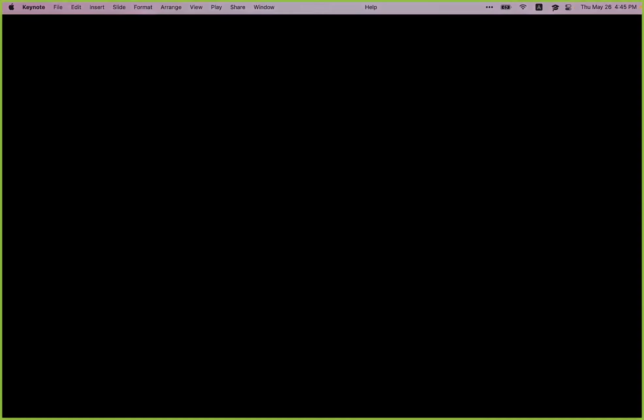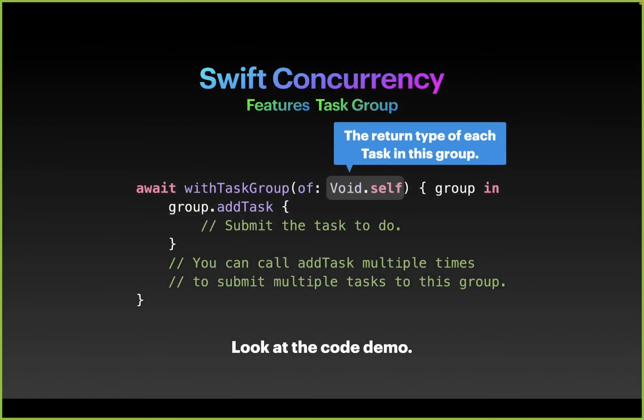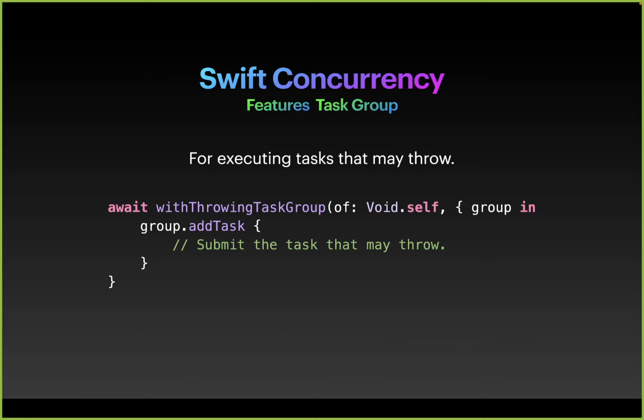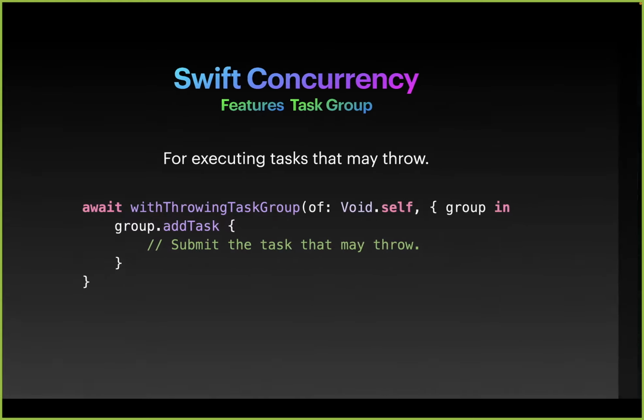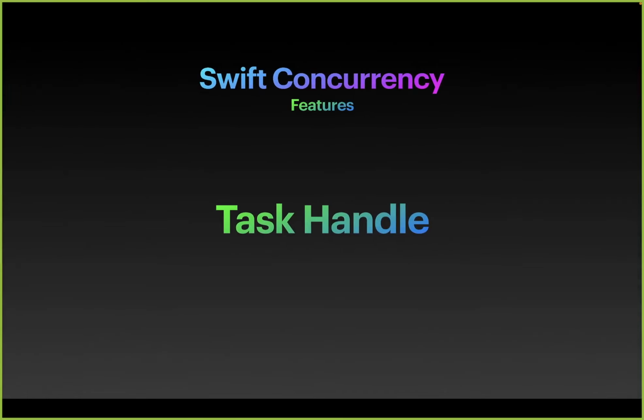Let's go back to the slides and take a look at another function call you can use. What if the task you want to submit can actually throw something? Then you have a special function call named withThrowingTaskGroup. In this case, you can throw something out. Just something else you should know.